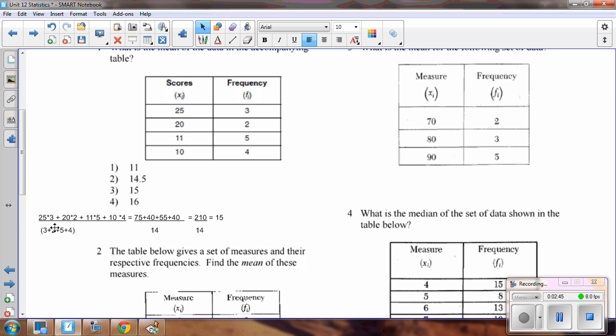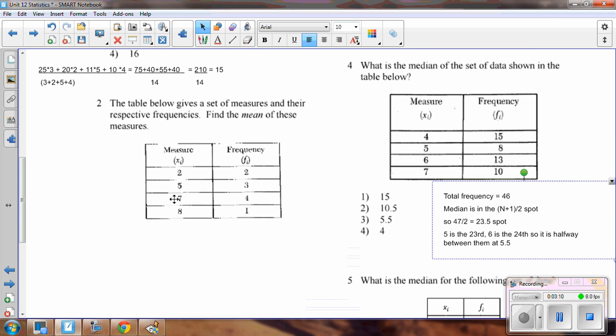So you have 25 times 3, plus 20 times 2, plus 11 times 5, plus 10 times 4, and that will give you the total sum of all your data. Then you've got to divide it by your total number of data, which is represented by the frequency. So 3 plus 2 plus 5 plus 4. When you sum this all up, you get 210 over 14, and that gives us the mean of 15.